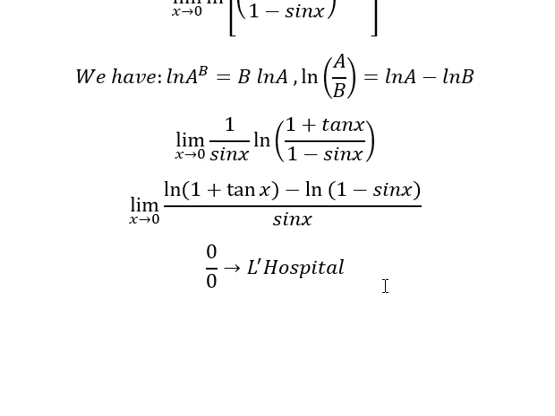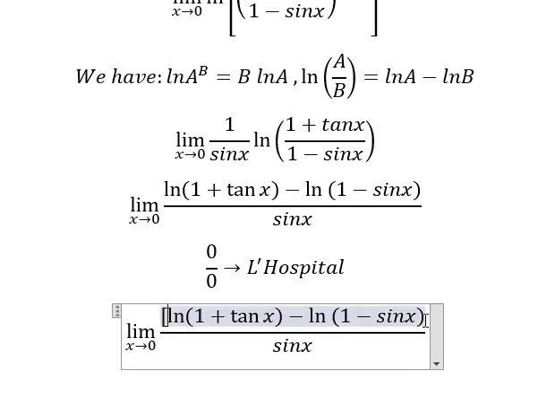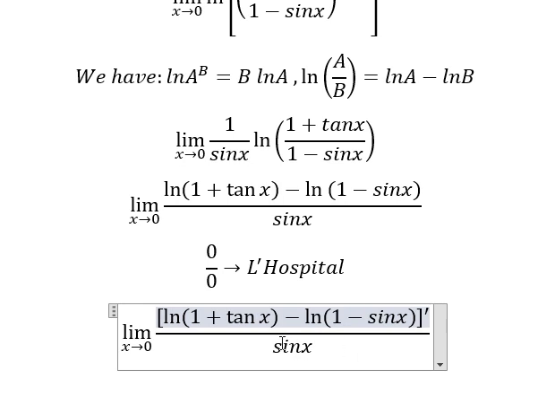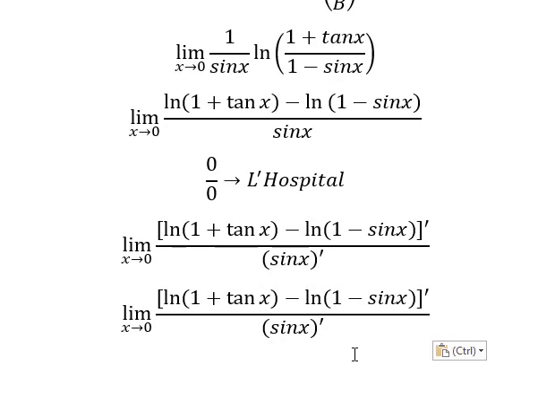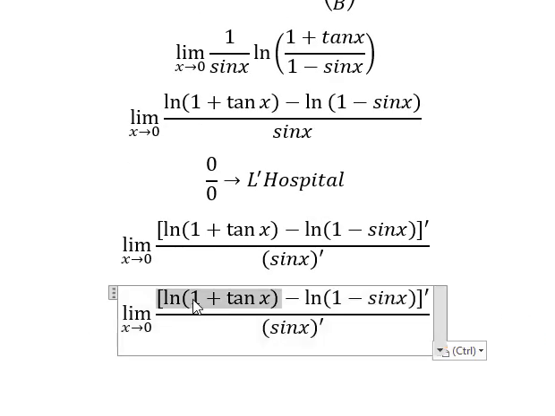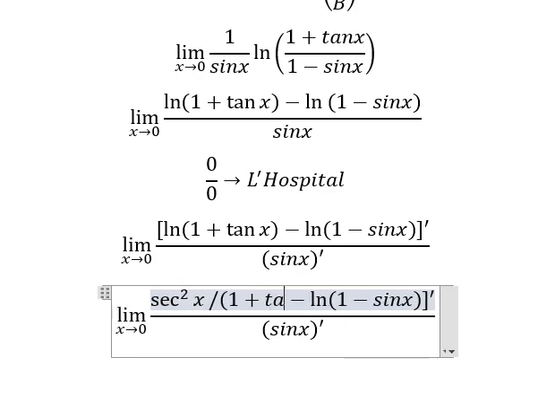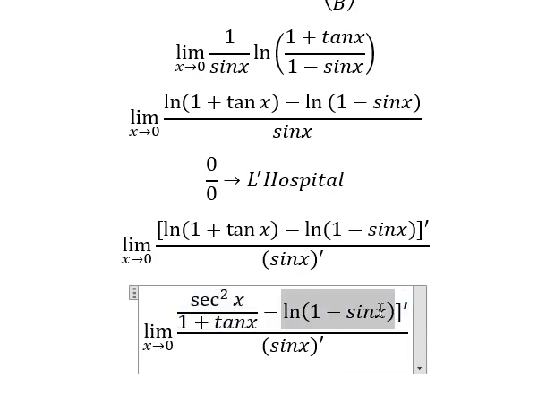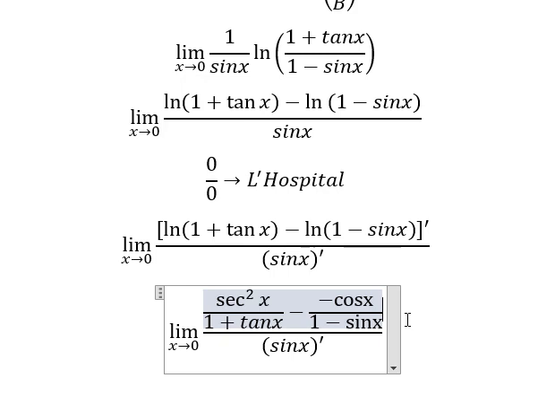That means we need to first take the derivative of the numerator and the denominator. So first the derivative of this one, we have secant squared of x over 1 plus tan x. This one is about negative cosine x over 1 minus sine x. This one is about cosine x.